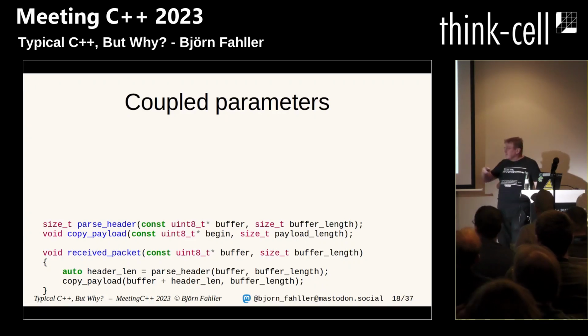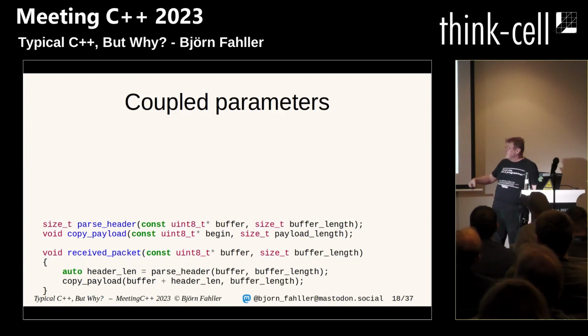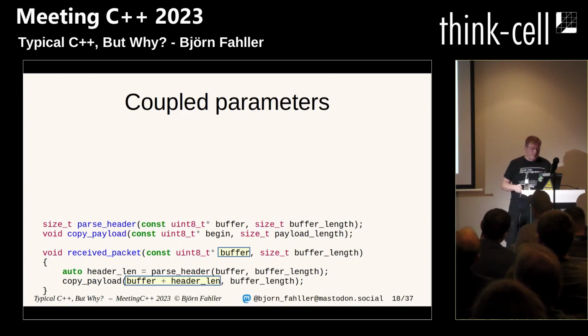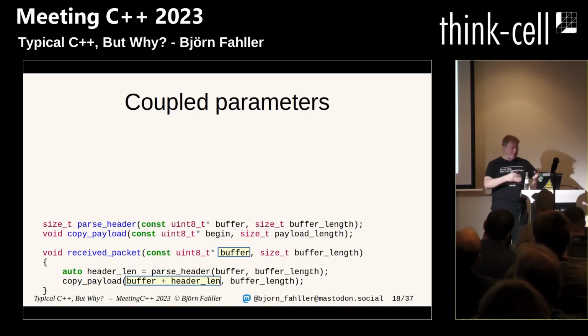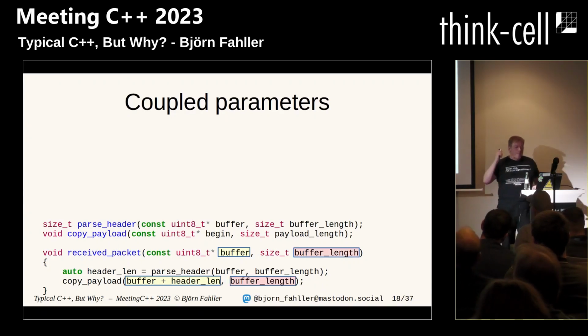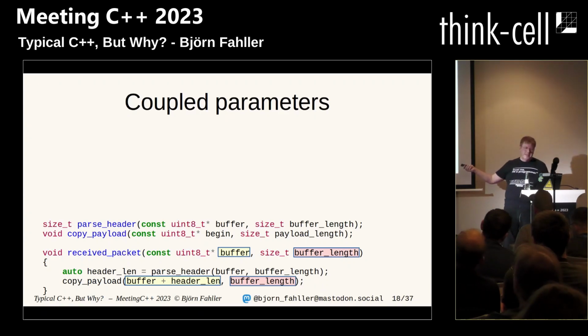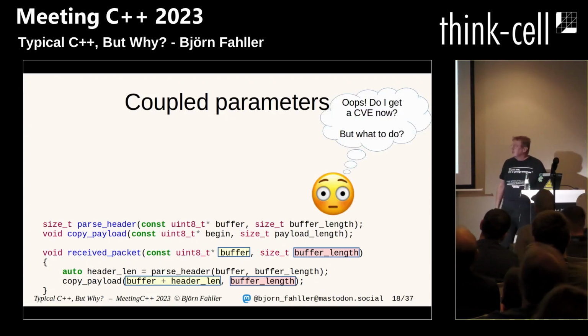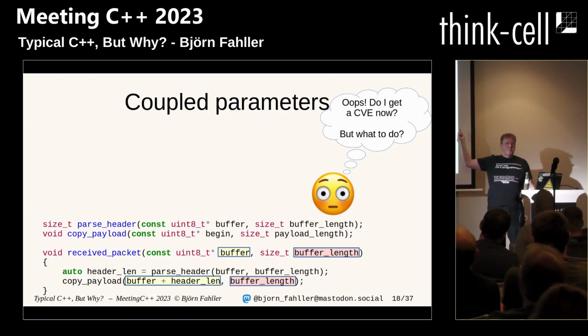So in this case, we have some function that receives a packet, we parse the header, and then we want to copy the payload of the packet that comes after the header. So copy payload, we add the header length to the start so that we don't copy the actual header again. But we should have reduced the length. So now we have a read past the end. We have a buffer overflow situation. This is how your programs make the news.